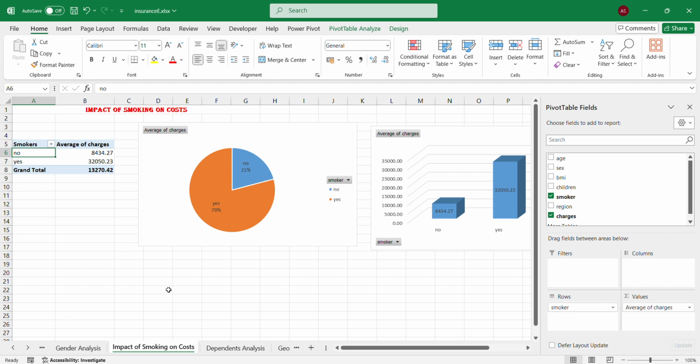Next, the impact of smoking on cost. Using a pivot table, the smokers, those with smoker equal to yes, have a higher average of charges as compared to non-smokers, as you can see in the table as the percentage. There are two charts, one showing the counts, another showing the percentage.